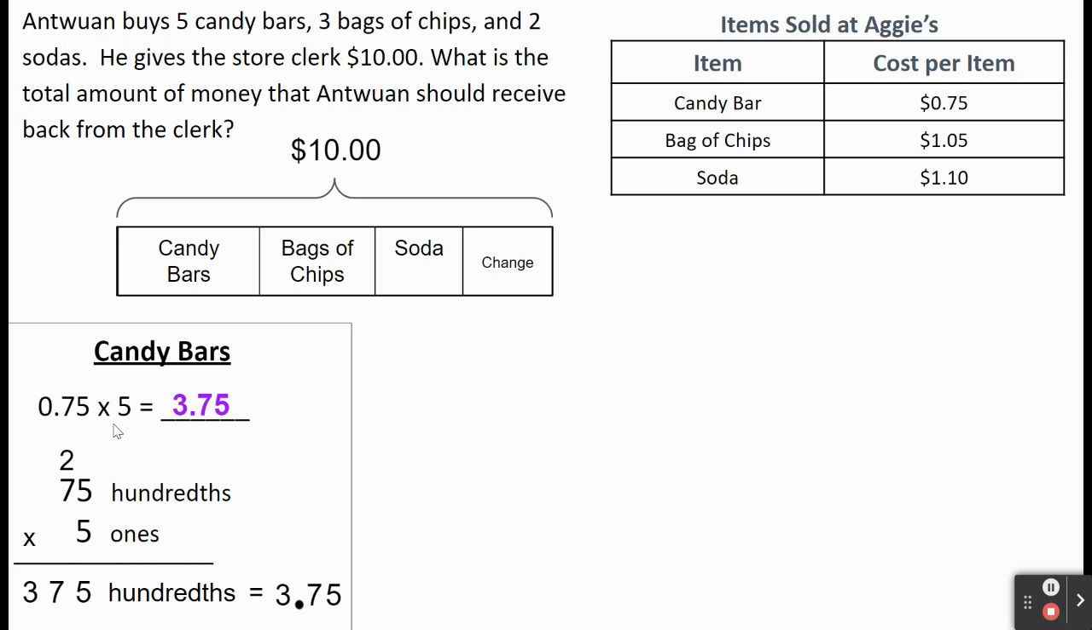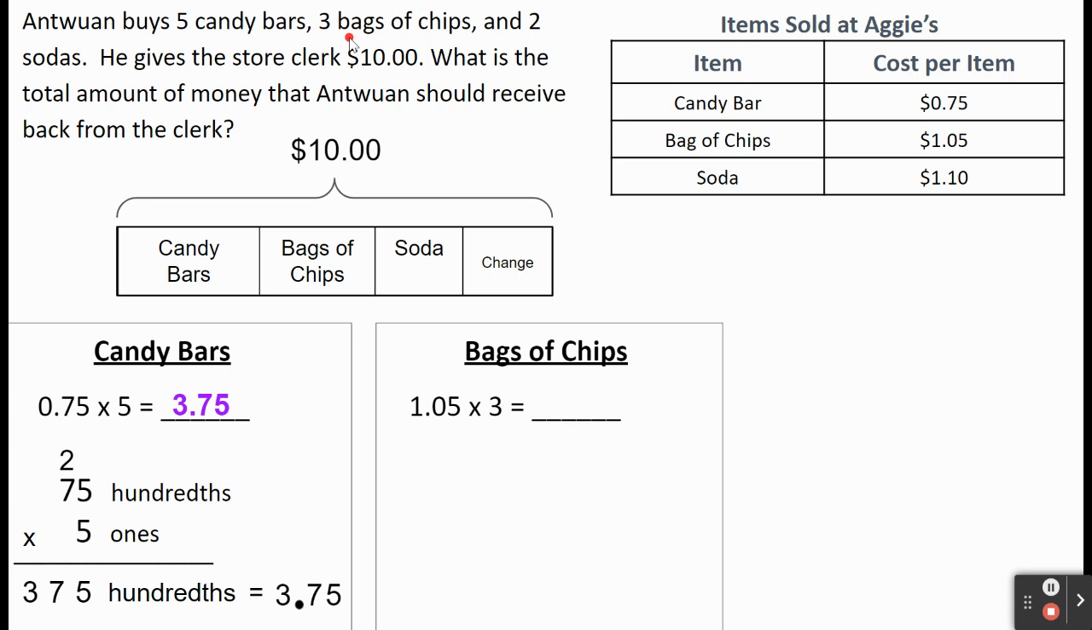Now let's find out how much money he spent on chips. So here, we know that each bag of chips is going to cost $1.05, and we know that he bought 3 bags of chips. So we can multiply 1 and 5/100 times 3. Let's write these out vertically, which means one on top of the other. Since the 5 is in the hundredths place, we're writing this as 105 hundredths.